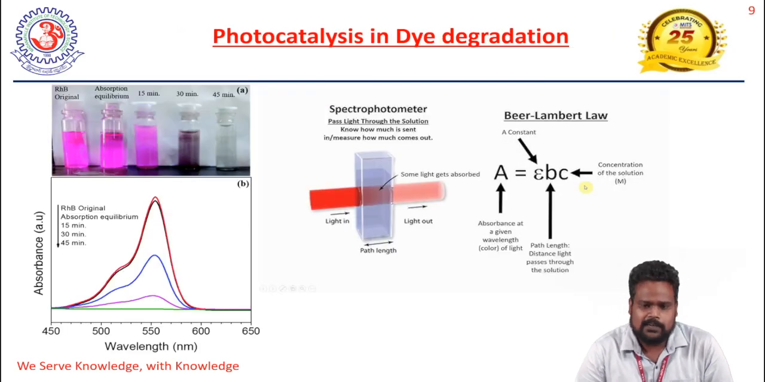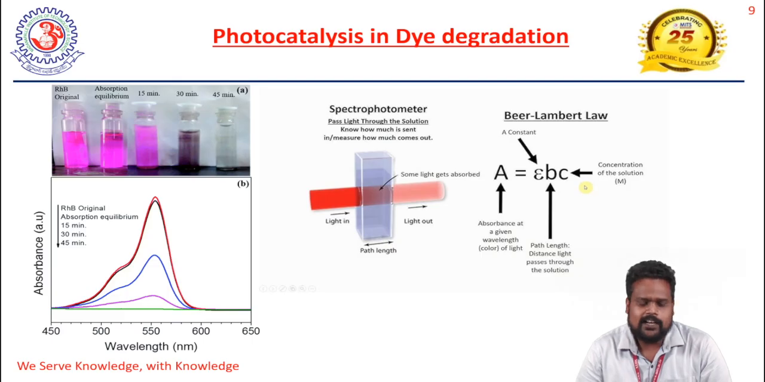Basically, metal organic frameworks can be used as a photocatalytic system for the dye degradation process. As we know, Beer-Lambert's law says that absorbance equals epsilon times c times l, so absorbance is directly proportional to concentration. Suppose we have any colored solution. Here I'm taking rhodamine B as an indicator solution, or as an example.